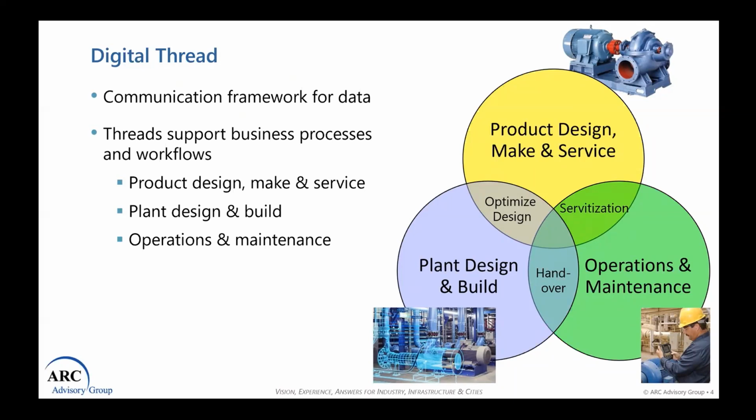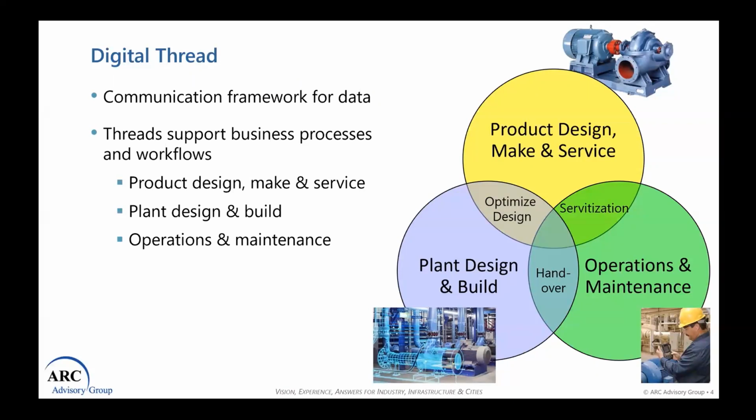And we see these three circles here representing three major business processes. We talked about plant design and build and operations and maintenance in the previous slide. Here I'm also adding product design.